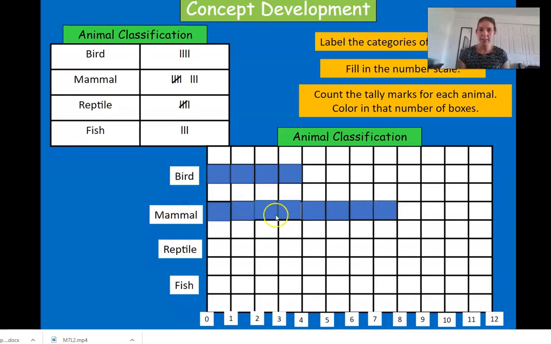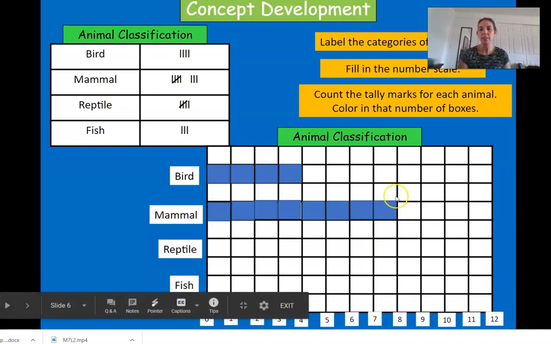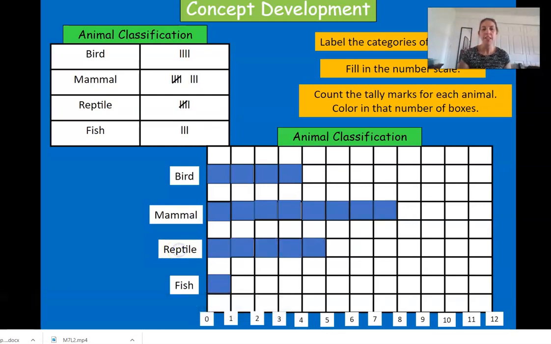Notice that we don't skip any boxes and we color it nice and neat. It's important that you take your time and color it nice and neat, because if you go outside of the box, you might be confused about what number when you're looking at your data later. All right, reptile has 5. 1, 2, 3, 4, 5. And the fish has 3.